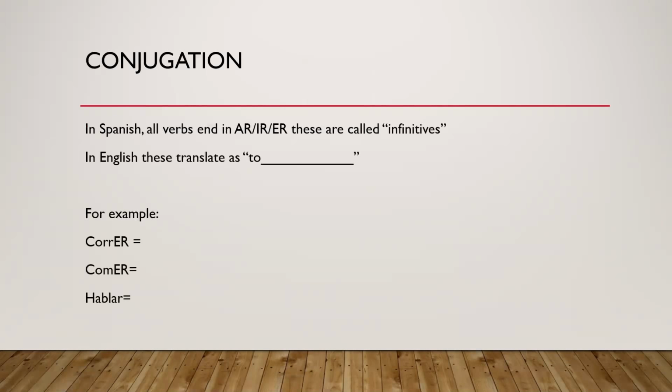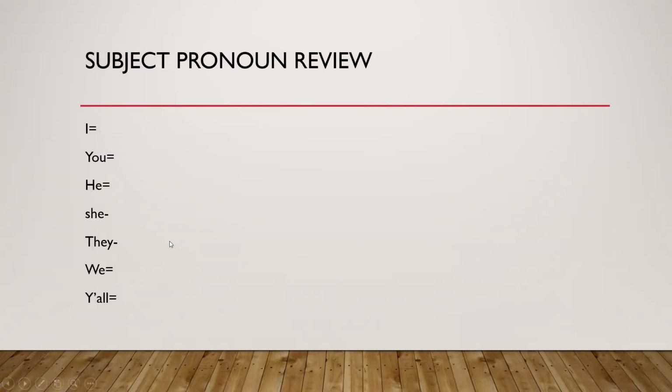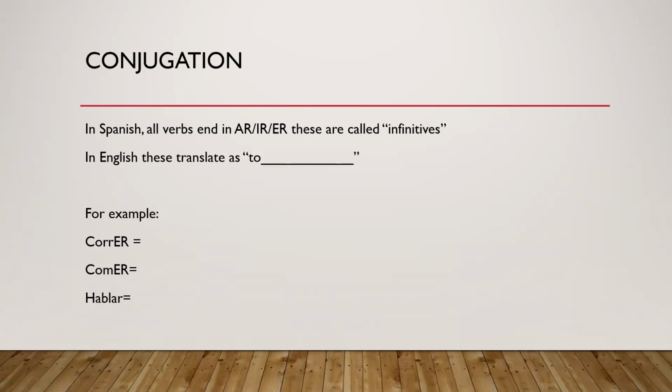First off, in Spanish, every single verb will end in an AR, IR, or ER. And these are called infinitives. So we start dealing with them from the very beginning, like hablar is to talk, or comer to eat, cantar to sing. So in English, all of these verbs translate as to do something. So for example, correr means to run, comer to eat, and hablar is to talk. And notice it ends in ER, ER, and AR.